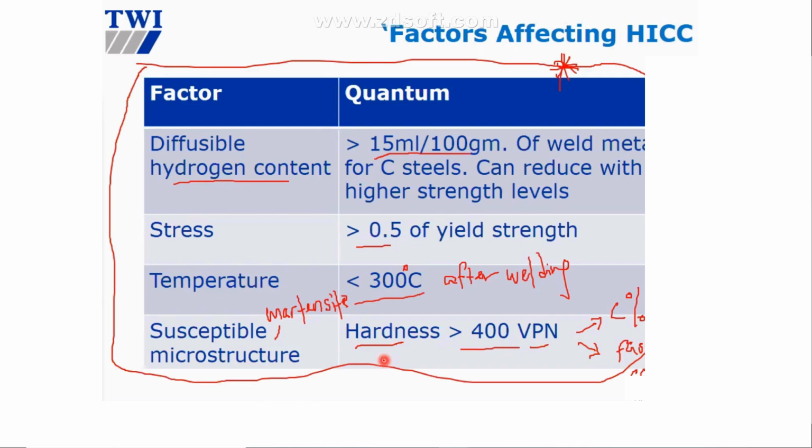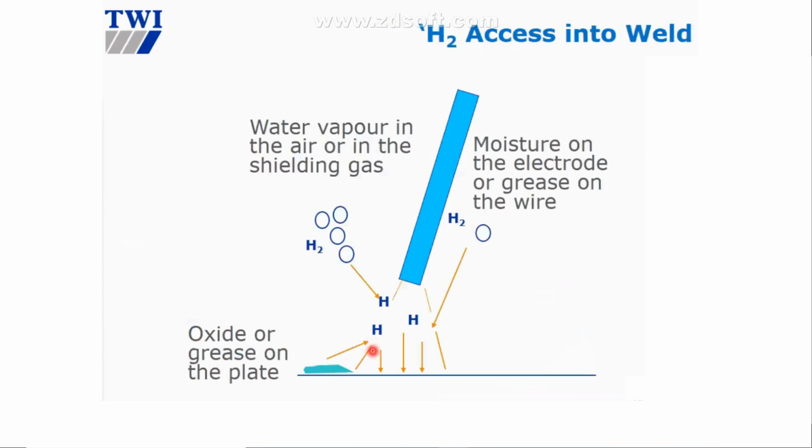But if you cannot remove the hydrogen factor, because in this project the pipeline uses cellulose, so the hydrogen factor cannot be removed. Then you need to remove maybe the temperature factor, controlling the temperature to avoid fast cooling. Or maybe removing the stress factor. So with only 3 factors, you remove any one of these, there is no hydrogen crack. Clear about this? And you must memorize these factors for your exam.